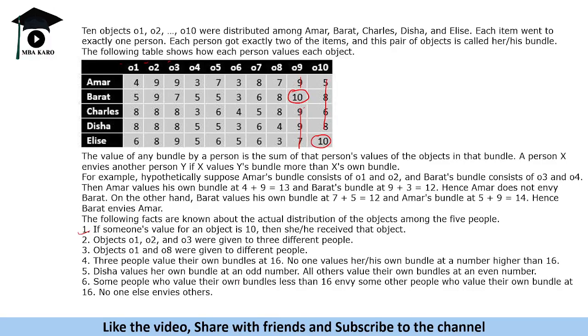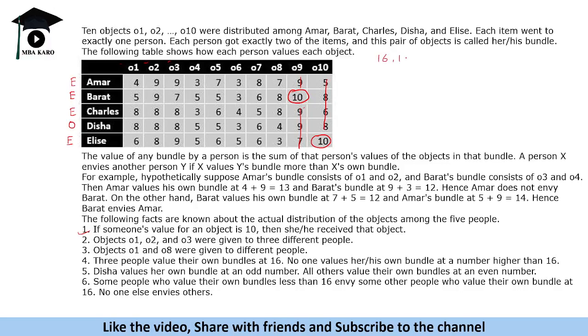Disha values her own bundle at an odd number. All others value their own bundles at an even number. So the total should be odd for her, and for all others it should be even. Some people who value their own bundles at less than 16 envy some other people who value their own bundle at 16. No one else envies others. Now, how to envy someone will come into the picture. So we figured out that four people will rate even, one will rate odd, and out of these four, three values are 16.